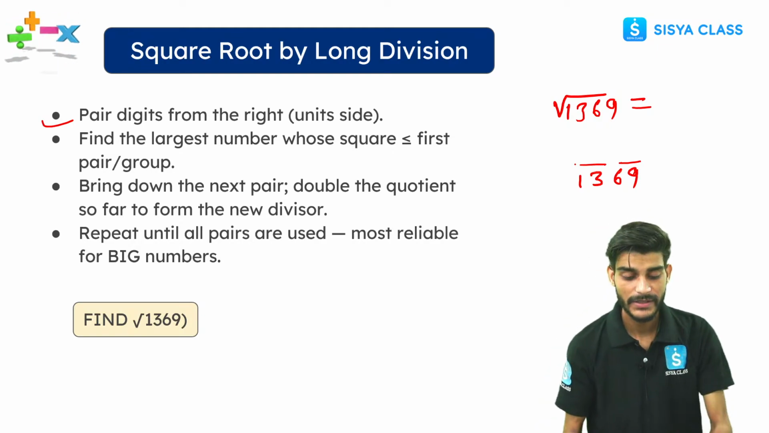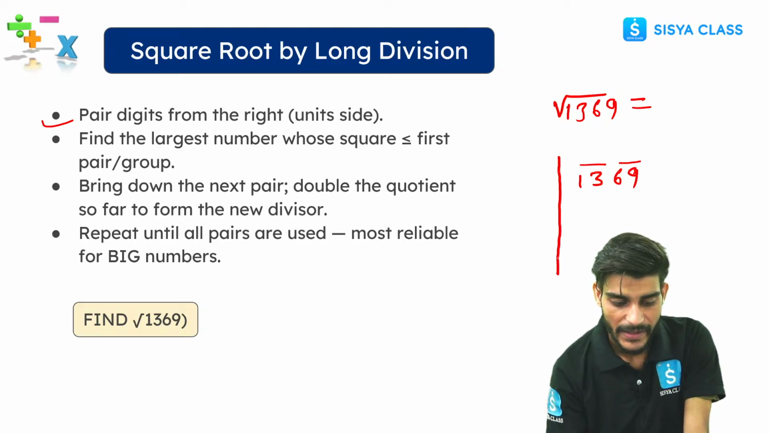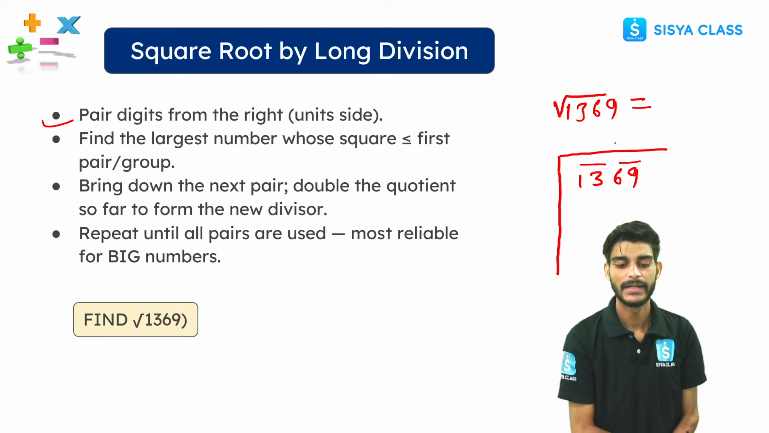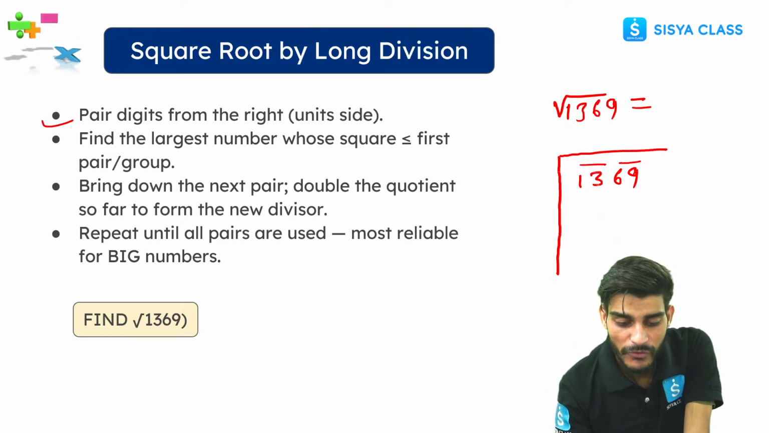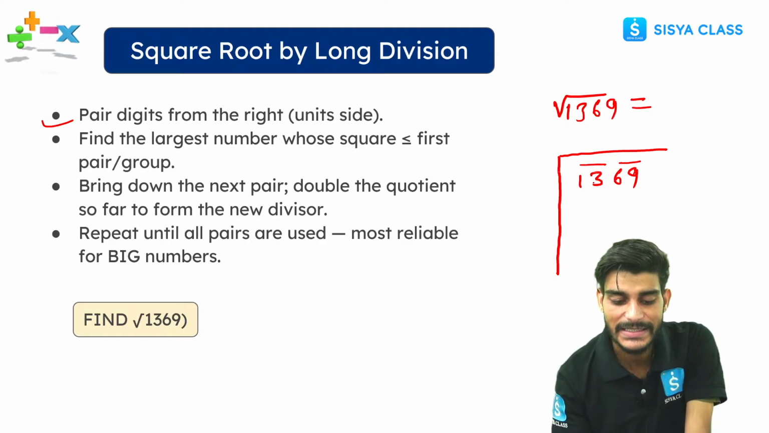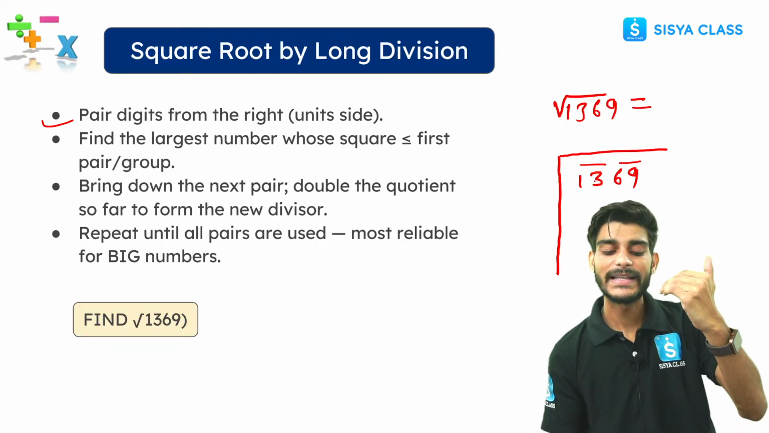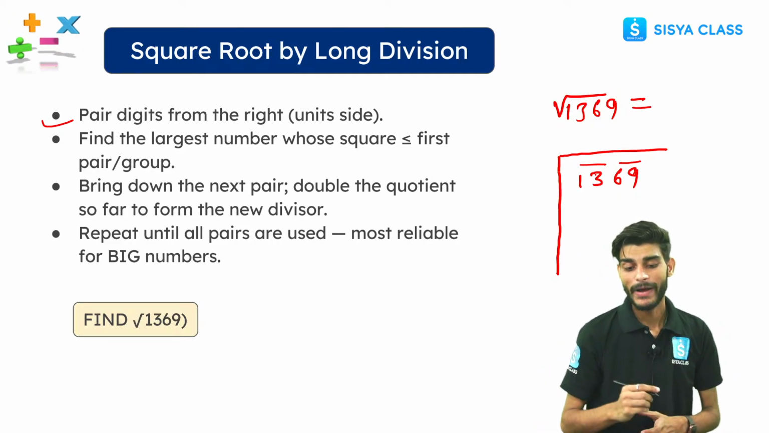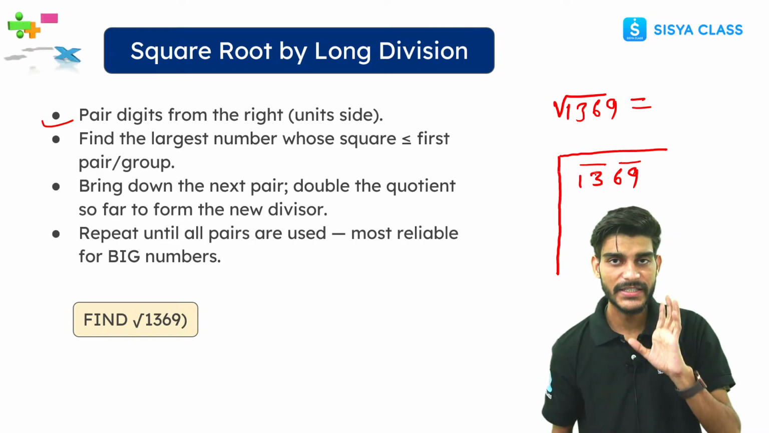So what I'll do in the next step, I'll make a line here and here also I'll make a line. Clear? So this is what you have to do in long division method. You have to find a number whose square is less than or equal to 13. This is the first step that you have to do.